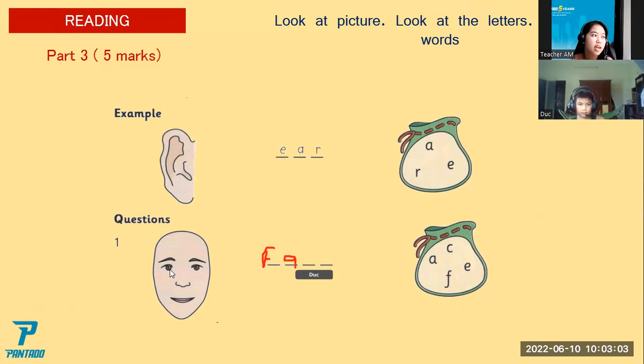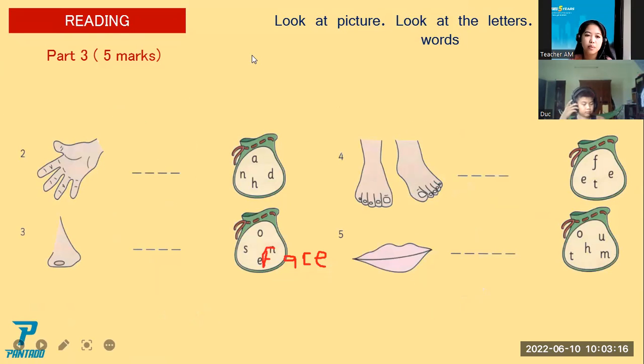Okay, so you can write your answer there. Face. Very good. That's correct. Face. That's face. Okay. How about number two? What is number two? Hand. Very good. Can you please write hand?